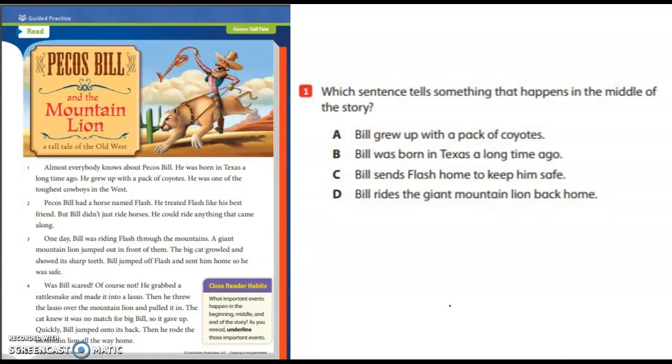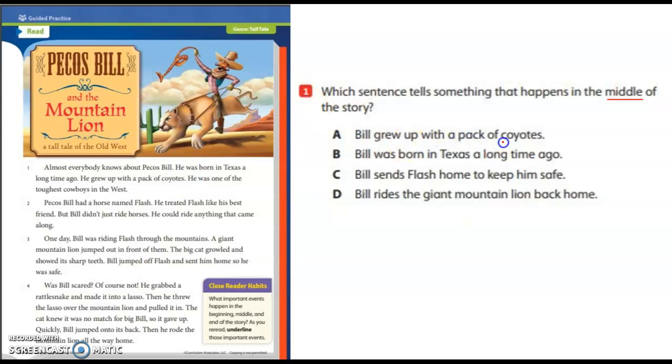Let's take a look at this question. Which sentence tells something that happened in the middle of the story? So we want to focus on those events that show how Bill is responding to his problem because that's how we can tell something from the middle of the story. It's really important that when we answer questions like this, we're going back into the text and looking for that evidence that proves our answers right. So we're looking for a sentence that happens in the middle.